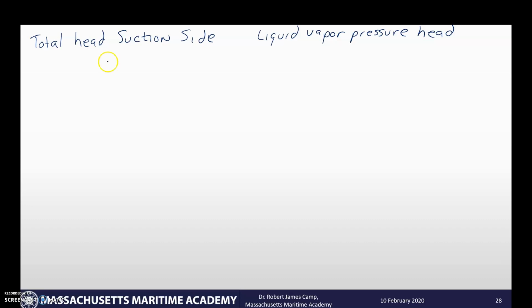And so the total suction side head is going to be the pressure on the suction side divided by gamma to give us a head rating, plus we have to worry about the dynamic portion of that. So the velocity on the suction side squared over 2g. And so the vapor pressure head is just the vapor pressure divided by gamma.